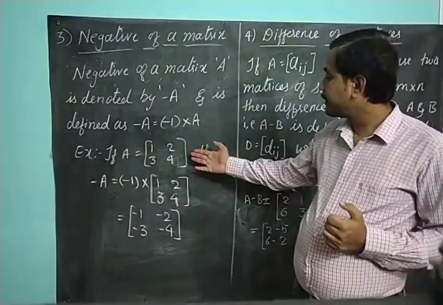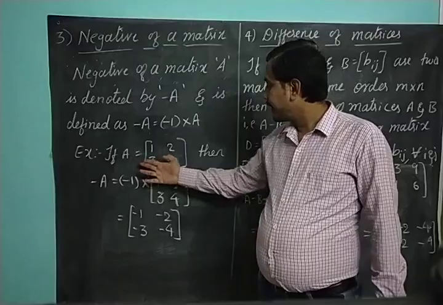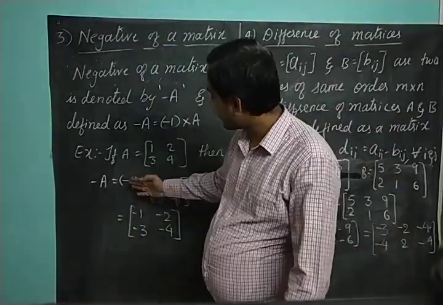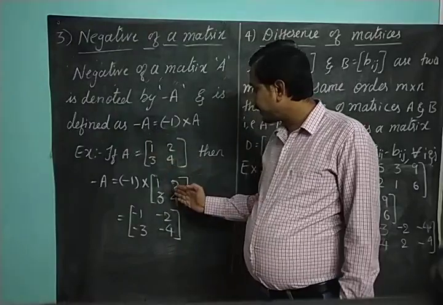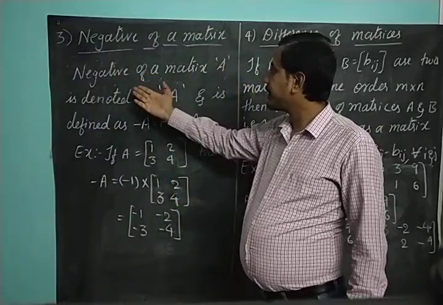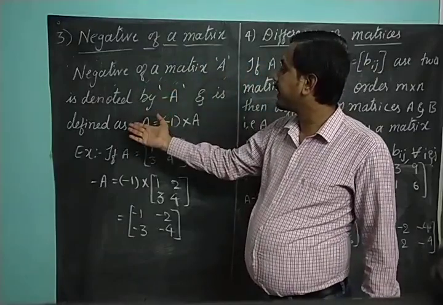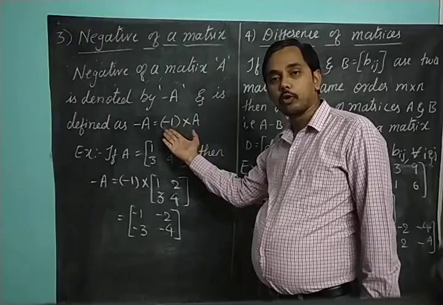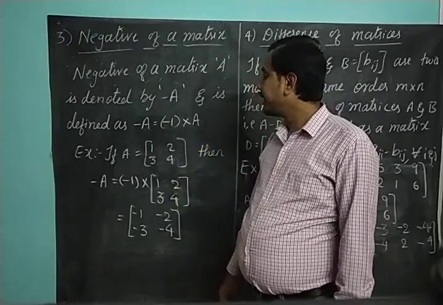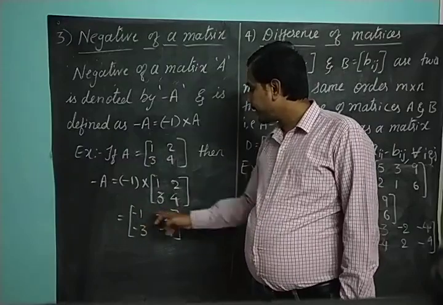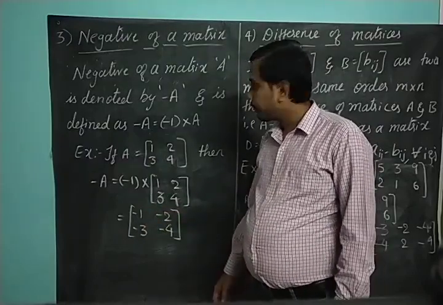Here we have taken for an example A is equal to 1, 2, 3, 4. Then what will be minus A? Minus A is nothing but minus 1 into A. You can see that in the definition. Negative of matrix A is denoted by minus A, and is defined as minus A is equal to minus 1 into A. So what you will get? Minus 1, minus 2, minus 3 and minus 4.